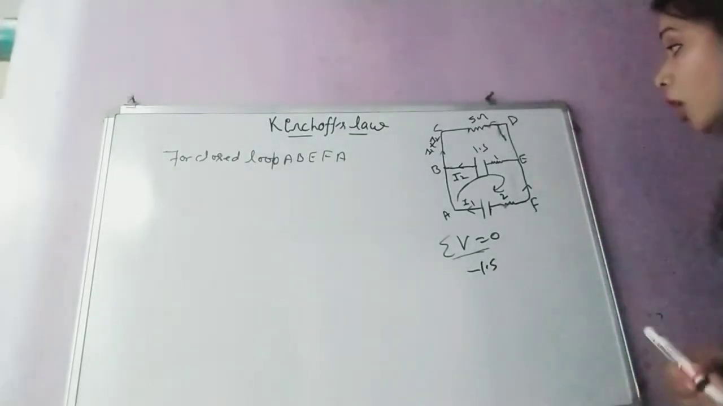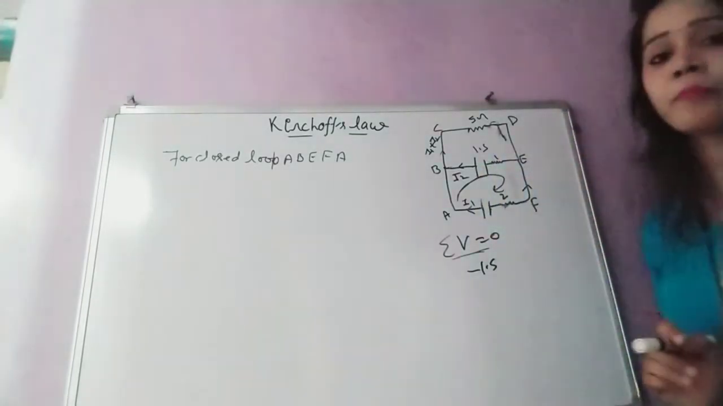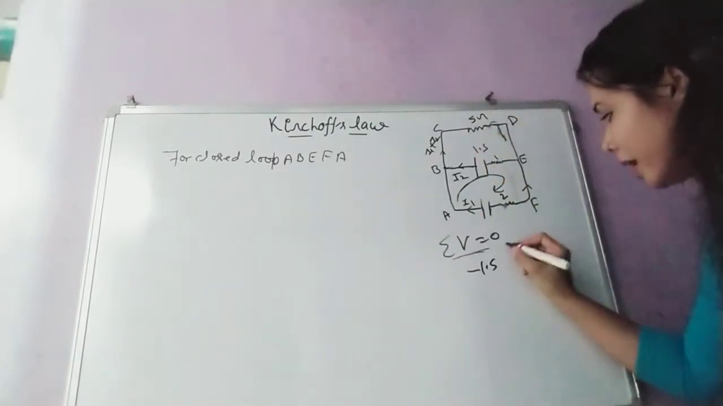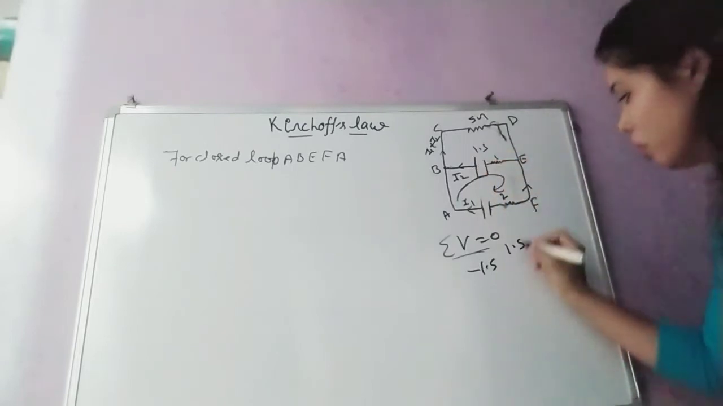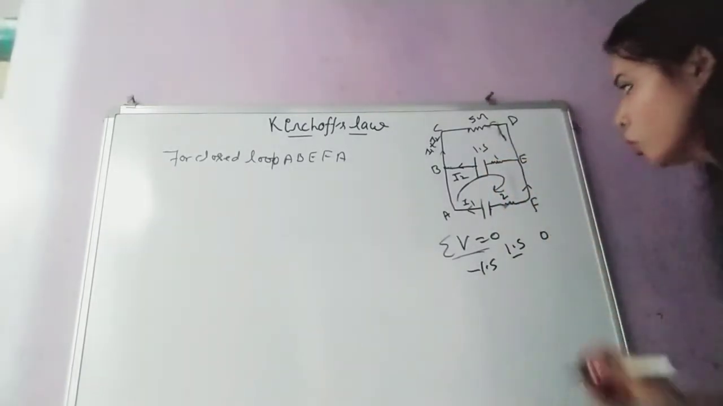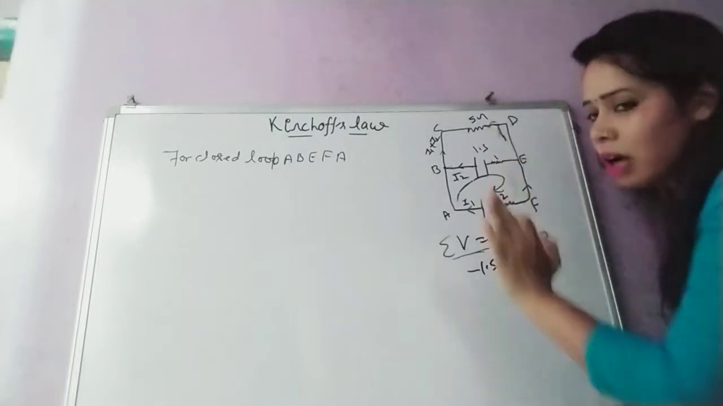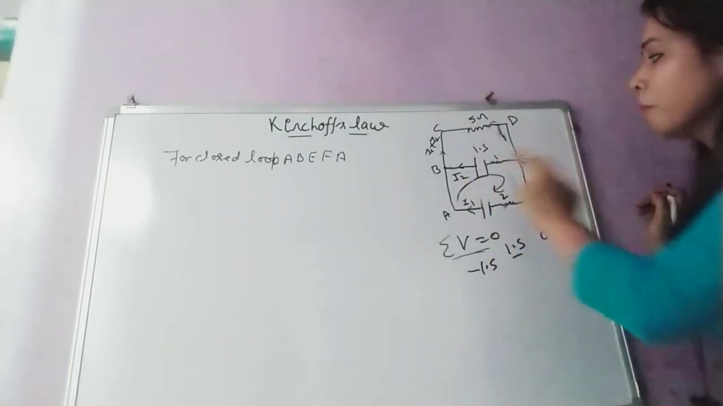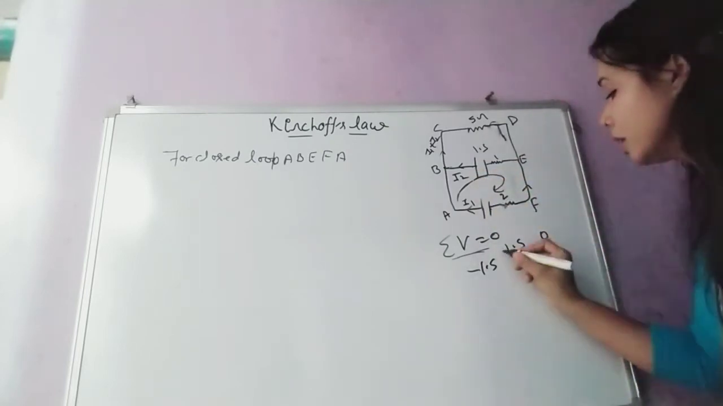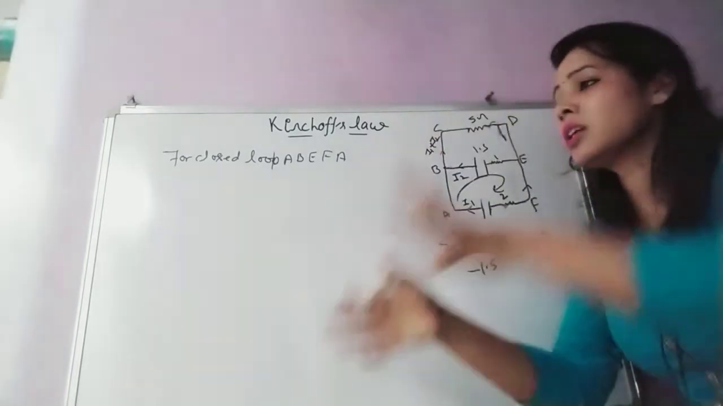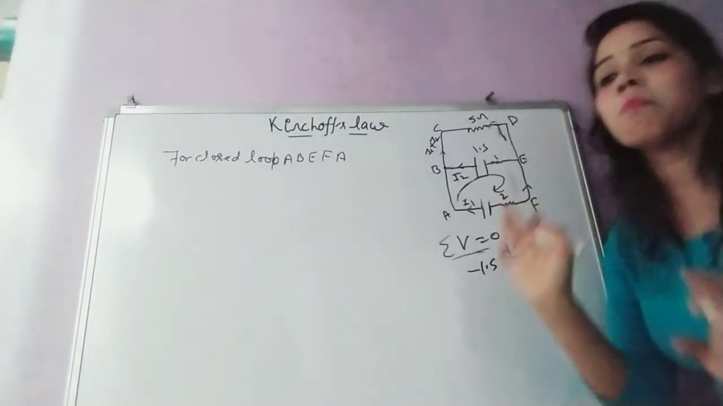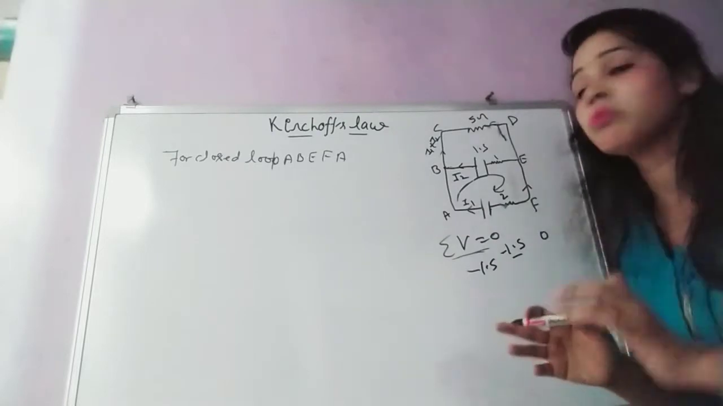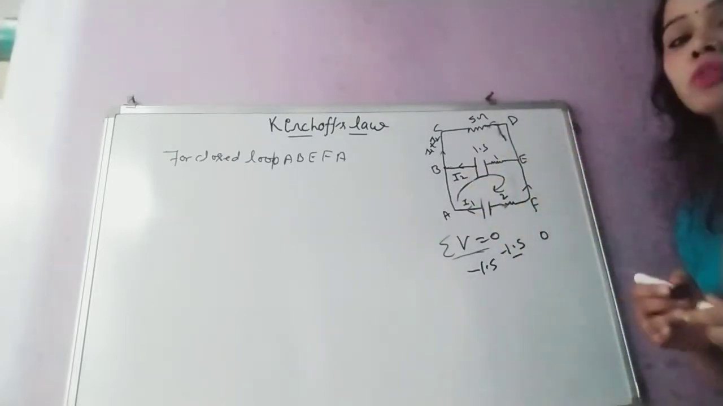Why? Because there is a potential drop. Suppose this is 1.5, meaning the positive terminal had 1.5 potential and the negative had 0, so what is happening to the potential? There is a loss. There is a potential drop from positive to negative in your path. So you will take it as negative: you have lost 1.5 potential, that's why you will take negative 1.5.